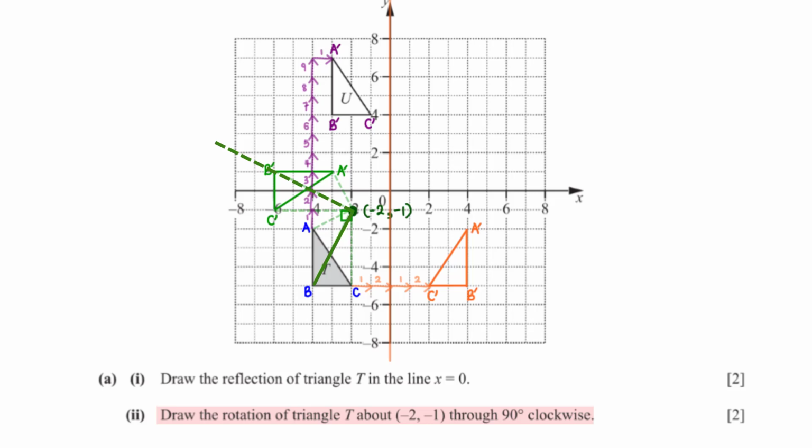The final step is to now mark the new position of point B on this line such that the distance from this new position to the center of rotation is the same as the distance from the center of rotation to the original position of point B. After repeating the same process for all the vertices on triangle T, we are now able to map out the rotated image of triangle T.